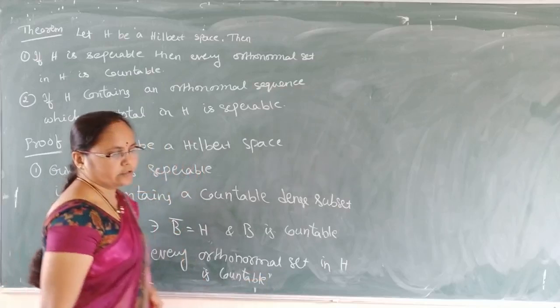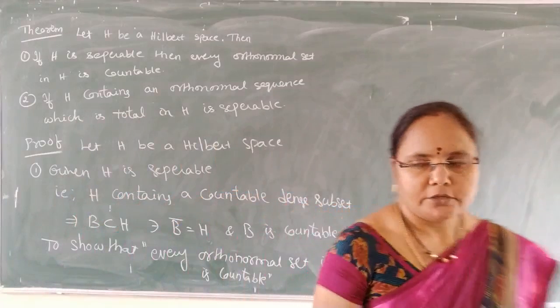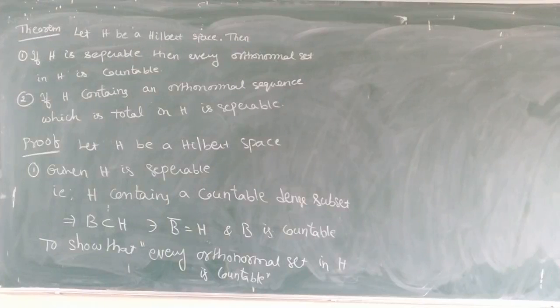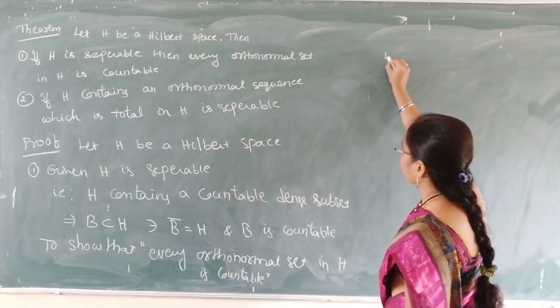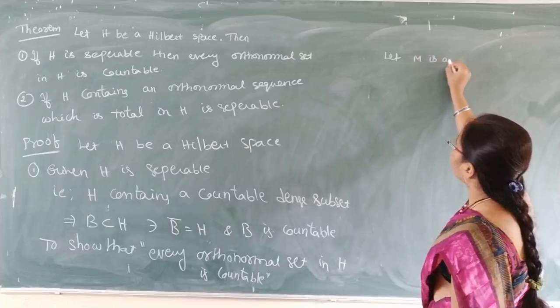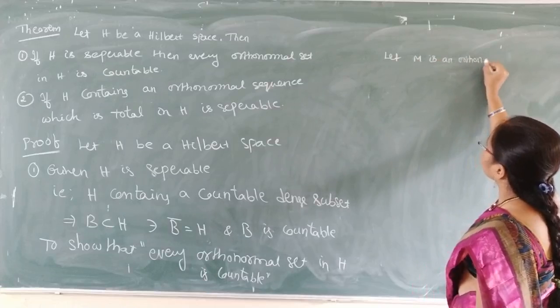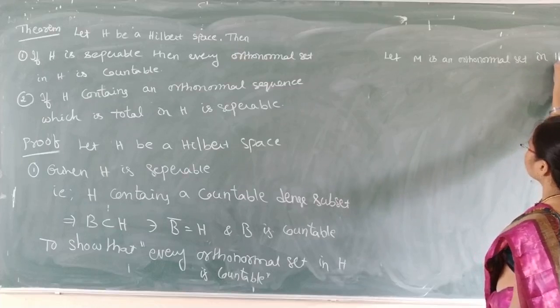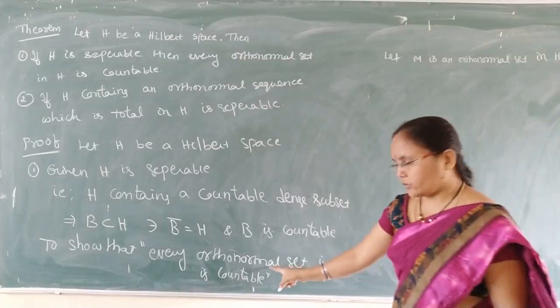So for this, first what do we have to take? We have to take one orthonormal set in H. Later we have to show that that orthonormal set is countable. So here we are taking that orthonormal set is M. Okay. So our next line is, let capital M be an orthonormal set in H. So we took an orthonormal set.